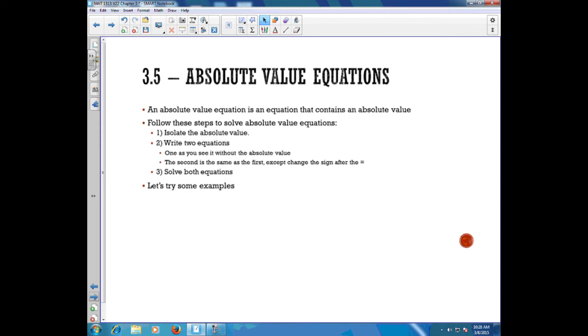To solve these equations, you want to follow these steps. We want to first isolate the absolute value, get it on one side of the equation by itself. We're then going to use that to write two equations. The first equation is exactly what you see, except without the absolute value sign. And then the second is the same as the first, except we change the sign after the equals. And then we solve both equations. So let's try some examples.